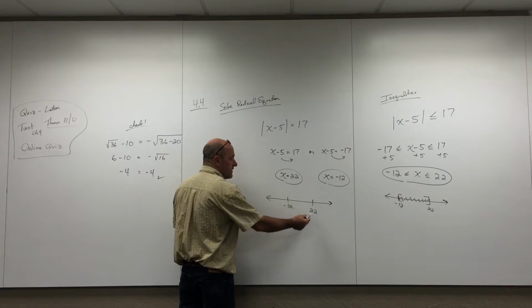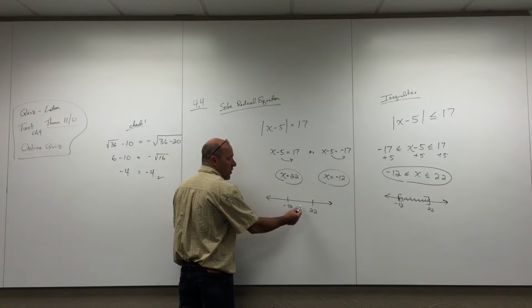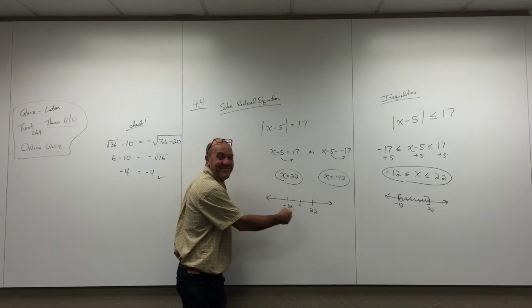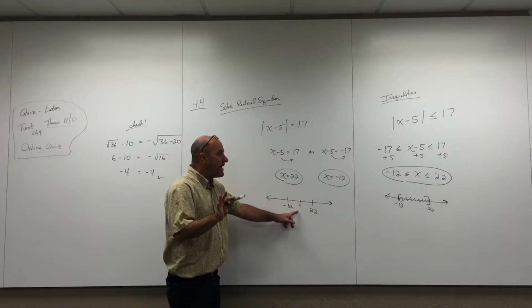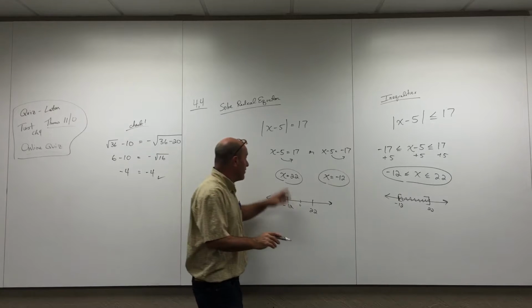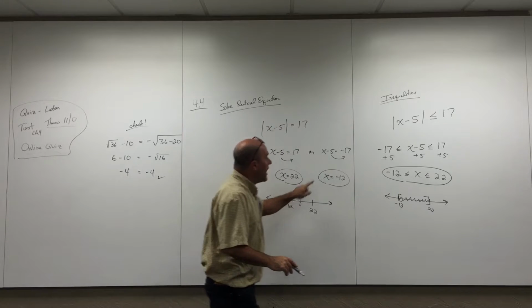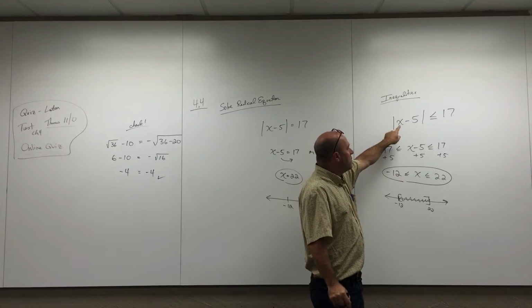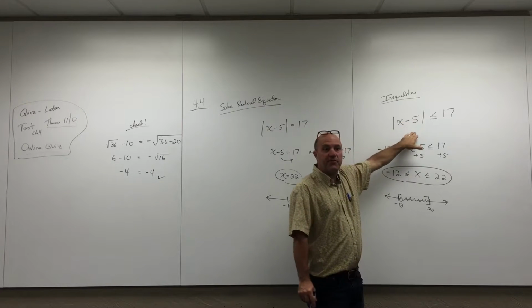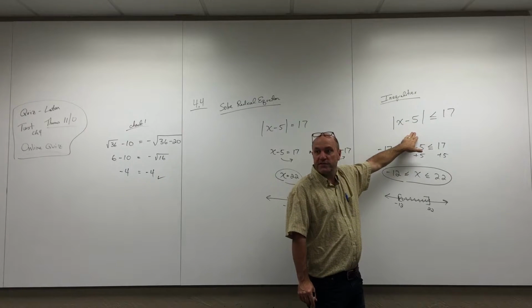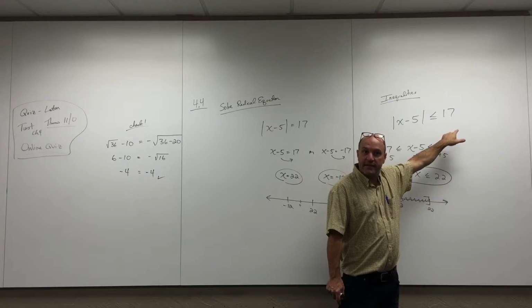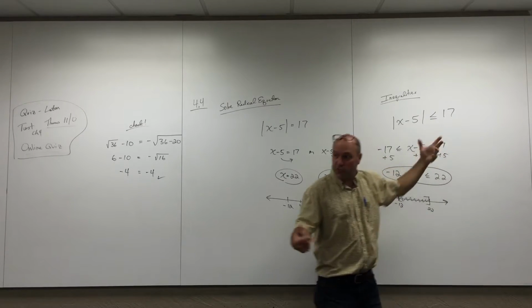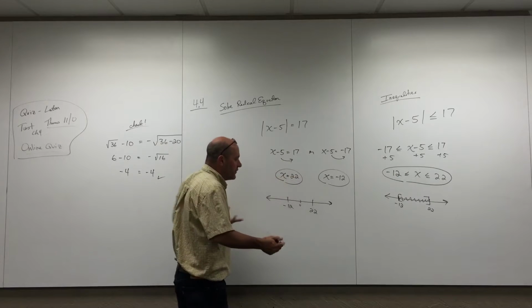What would you pick? 4. That would work. I'd pick 0. But you can pick any number you want. All right, now what do I want to do with that number? I want to test it. Go back to the original inequality. Remember, this was an inequality. And plug in a 0. You get the absolute value of negative 5, which is 5. Is that less than or equal to 17? Yes. Okay, then it's true.